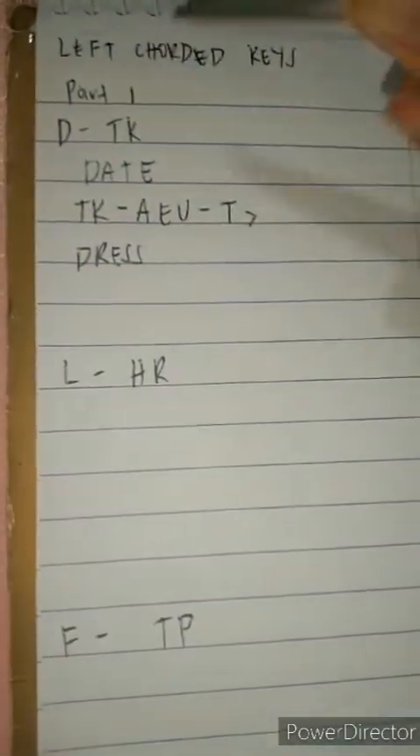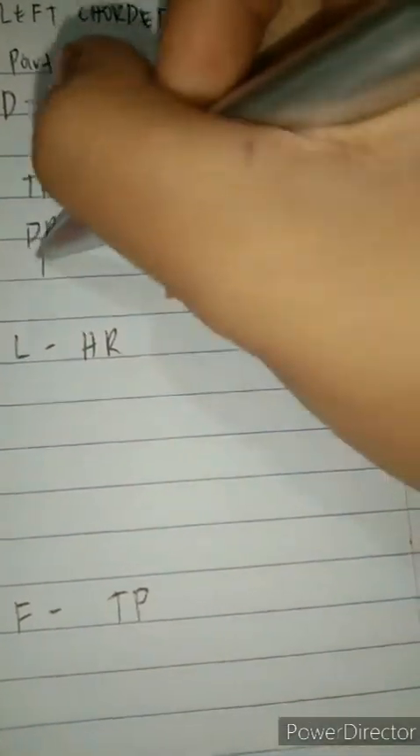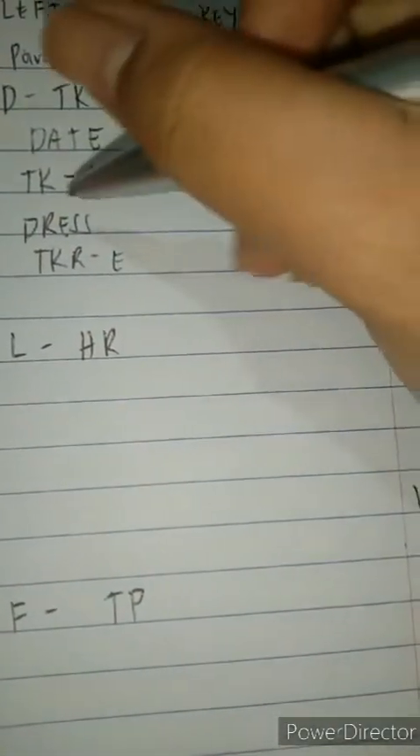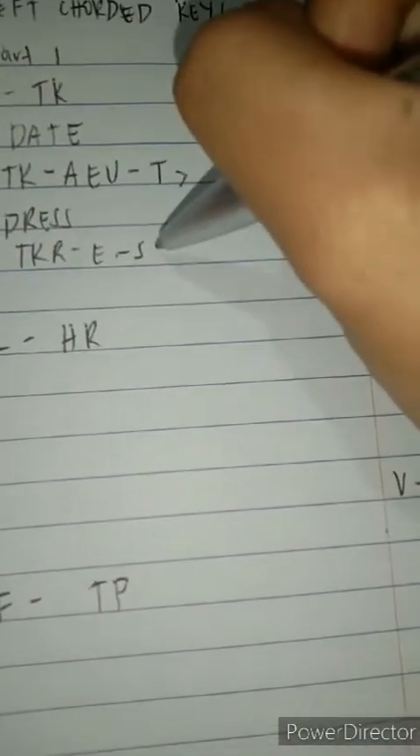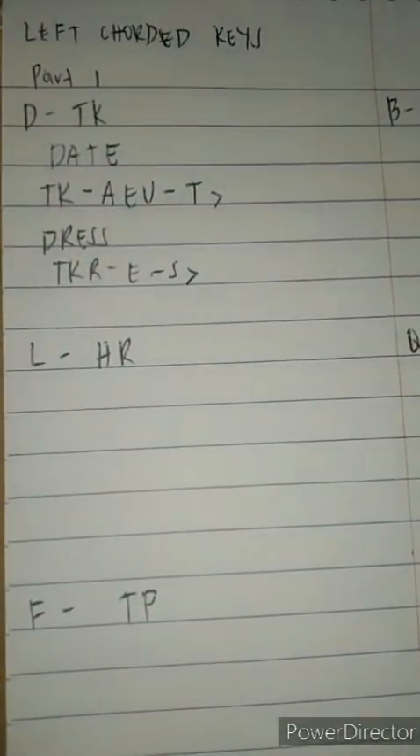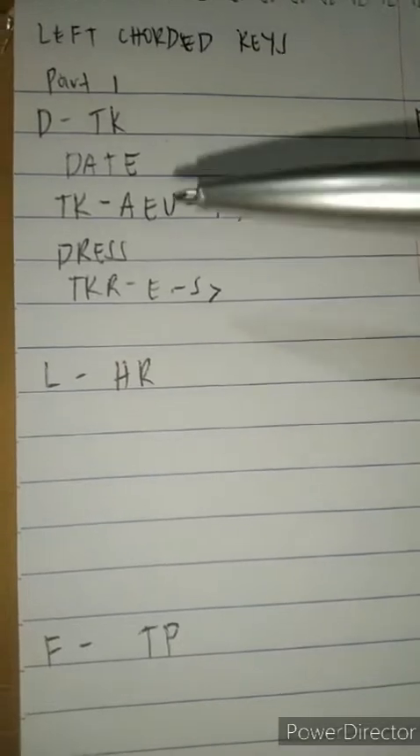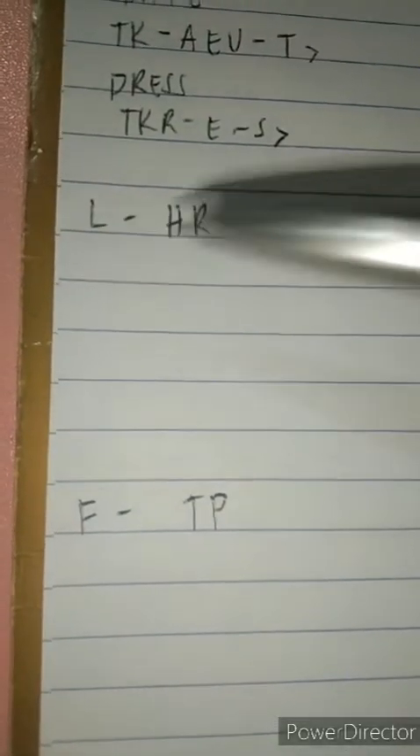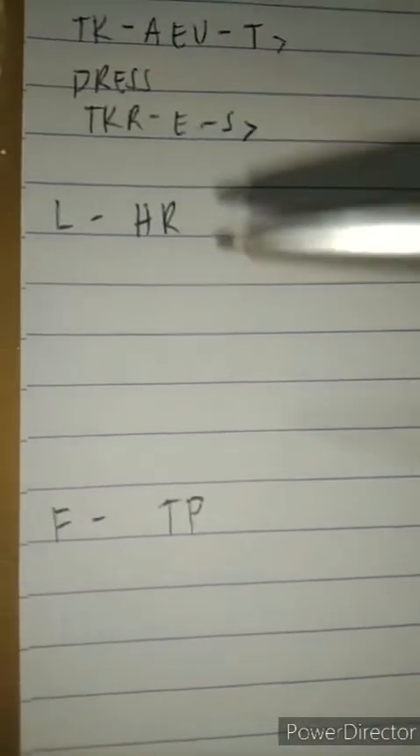So, again, T and K, then R, and then short E, and then S, ending sound S, and then release. So, there, date and dress. So, next, we proceed to L. L is represented by H and R.